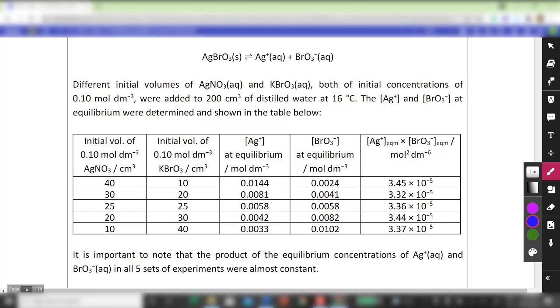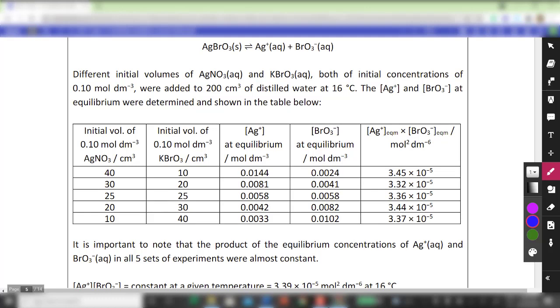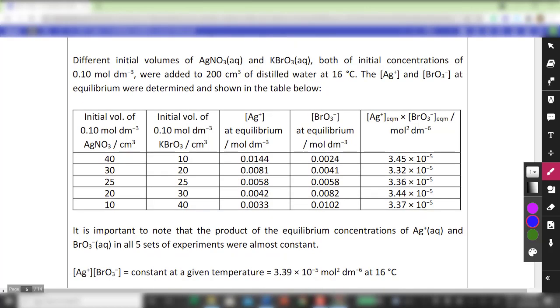Okay, so we have different volumes of silver nitrate and potassium bromate, both at an initial concentration of 0.1 moles per dm cube. They were added to 200 cubic centimeters of distilled water at 16 degrees Celsius. After that, the concentrations of silver plus and bromate at equilibrium were determined and shown in the table below. You notice that this is quite similar to what you have seen in a kinetics experiment, but this is not kinetics, so please don't mix them up.